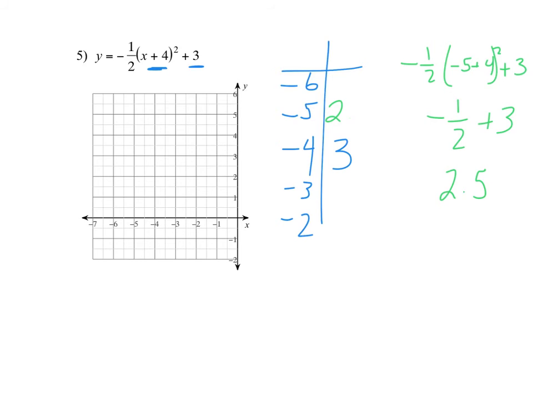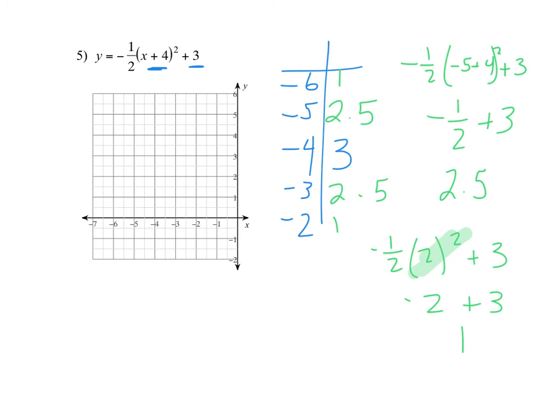I know we don't like non-integer values, but in this case, we just got to live with it. Finally, I'm going to plug in negative 2 for x, and I'll show you this one as well. Negative 1/2 times the quantity negative 2 plus 4, which is 2, squared, plus 3. So now I have 4 when I square, and then I multiply by negative 1/2. I get negative 2 plus 3 is 1. And there are my 5 points.